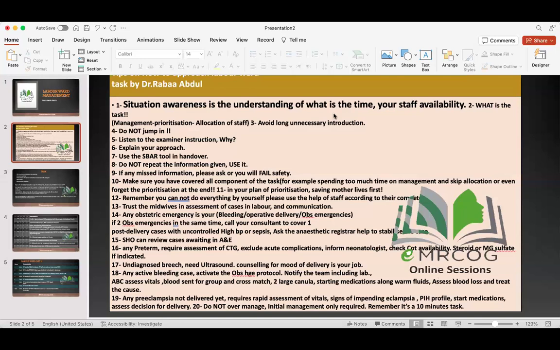And number 20 is don't overmanage the cases. Why? You will see now you have 9 tasks on a board, and you have 9 minutes, let's say, for the management. The prioritization is at the end. Introduction and management and allocation of staff, categorization as well. This should all be done in 9 minutes.